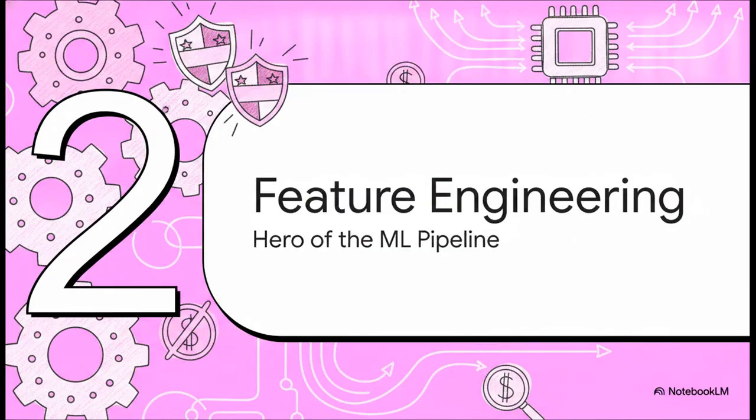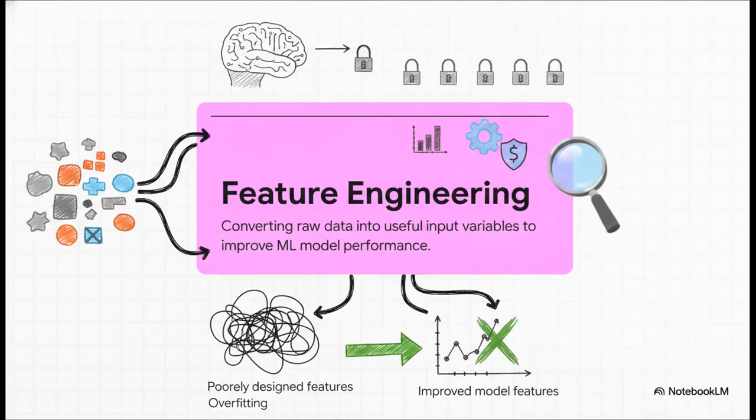Which brings us to Section 2. What is feature engineering? The hero of the ML pipeline. Before our model can actually learn anything, we have to step in. Feature engineering is essentially the art of converting raw data into useful input variables, or features, that improve the performance of our machine learning models.